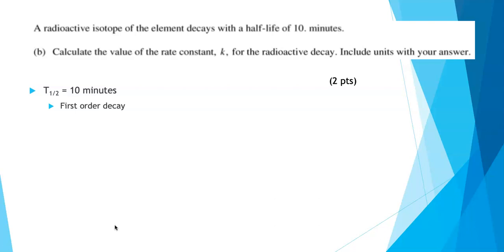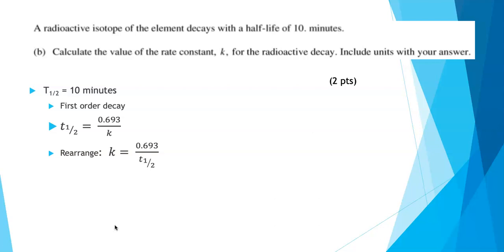So first-order decay has a constant half-life, and that's an important thing to know about first-order decay. There's an equation on your formula sheet: the half-life is equal to 0.693 over k, the rate constant. So we can easily rearrange this, and at this point all we have to do is substitute and evaluate.